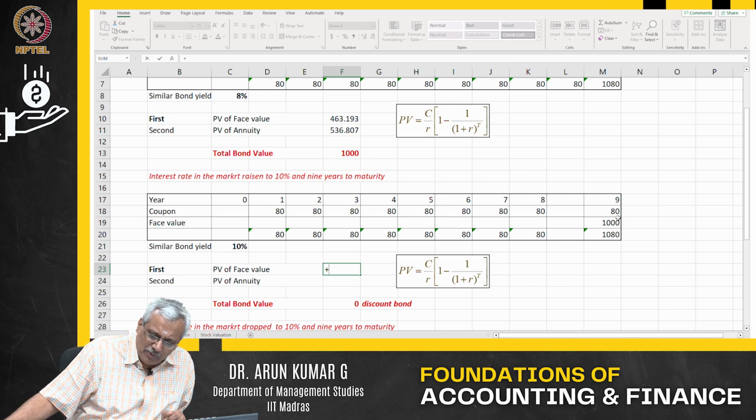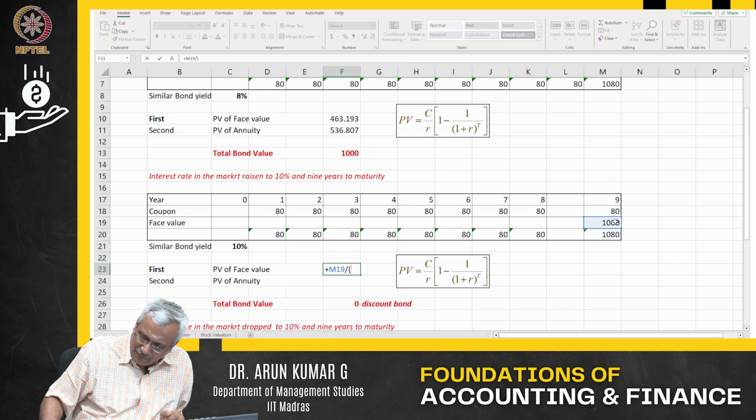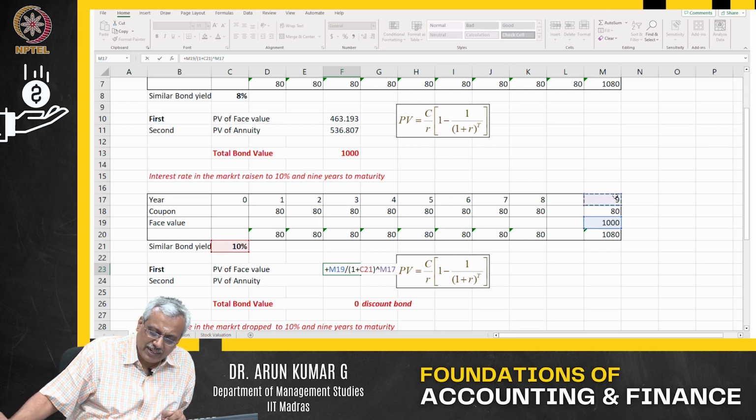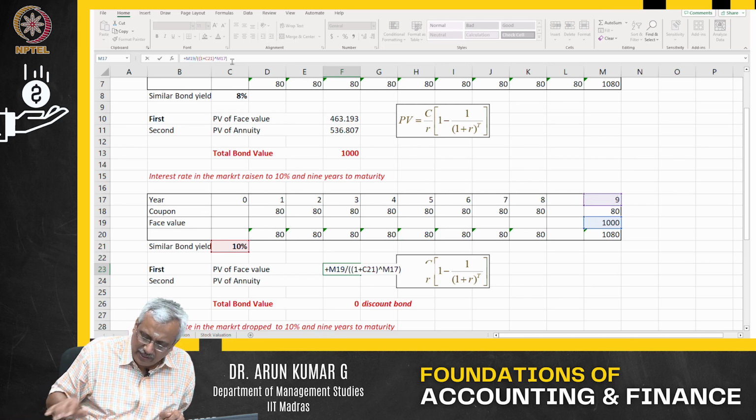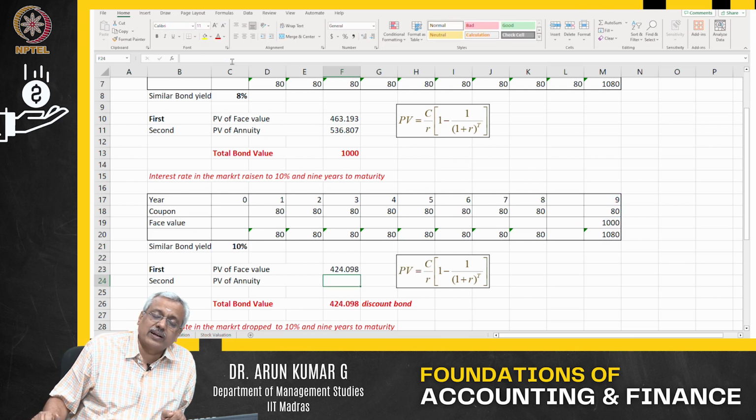The face value I am going to get at the end of 9 years. What is my expected return? My expected return in this particular case is 10%. How many years until I get this money? 9 years. So what is the present value of the face value? The present value of the face value, I have calculated.